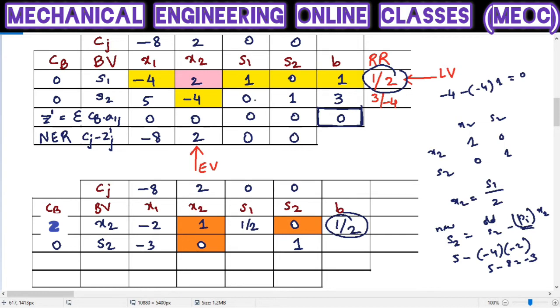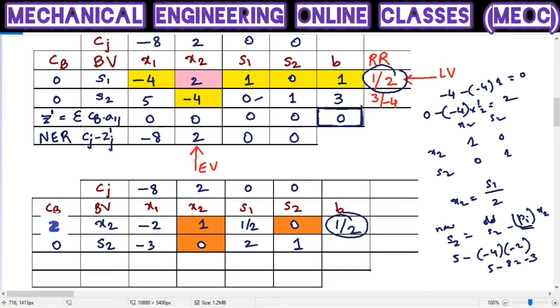So this 0 minus of minus 4. Its corresponding pivot column coefficient won't change, right? This minus 4 into this 1 by 2 is equal to 4 by 2, which is 2. So this is 2.